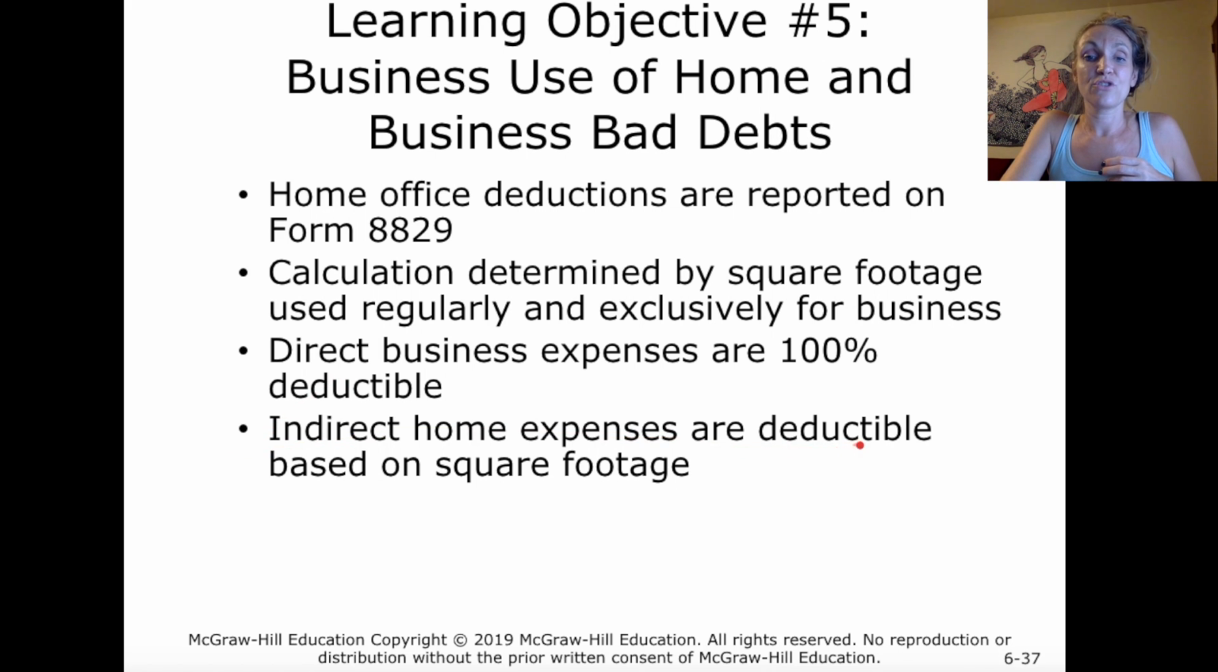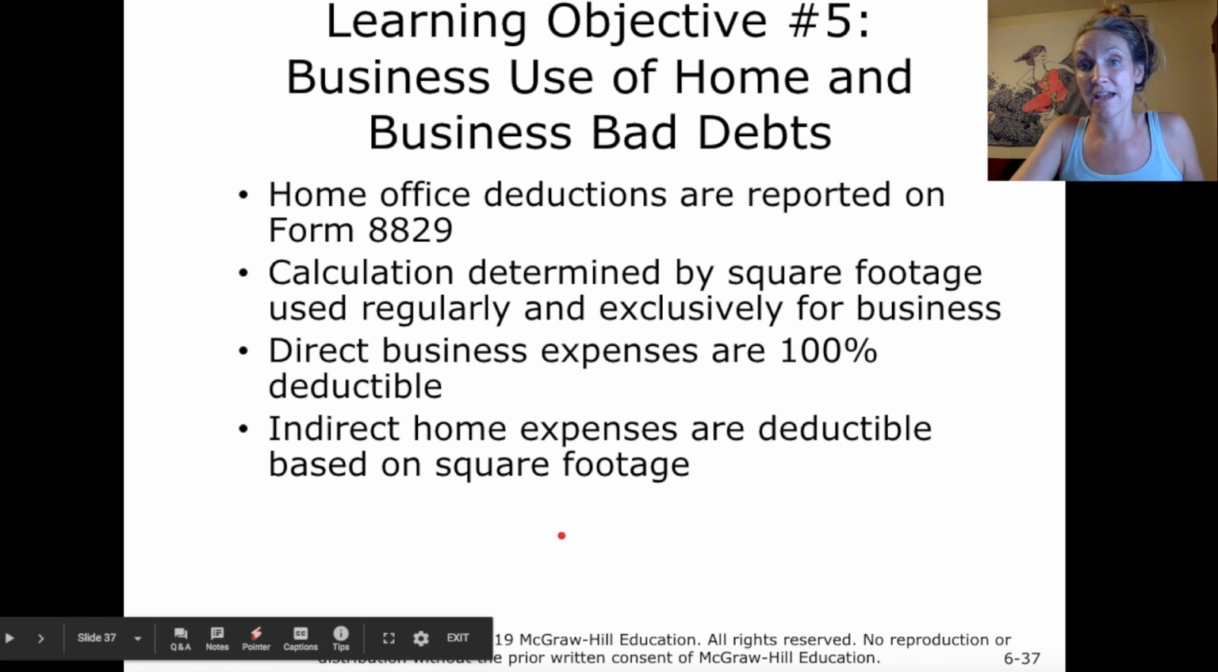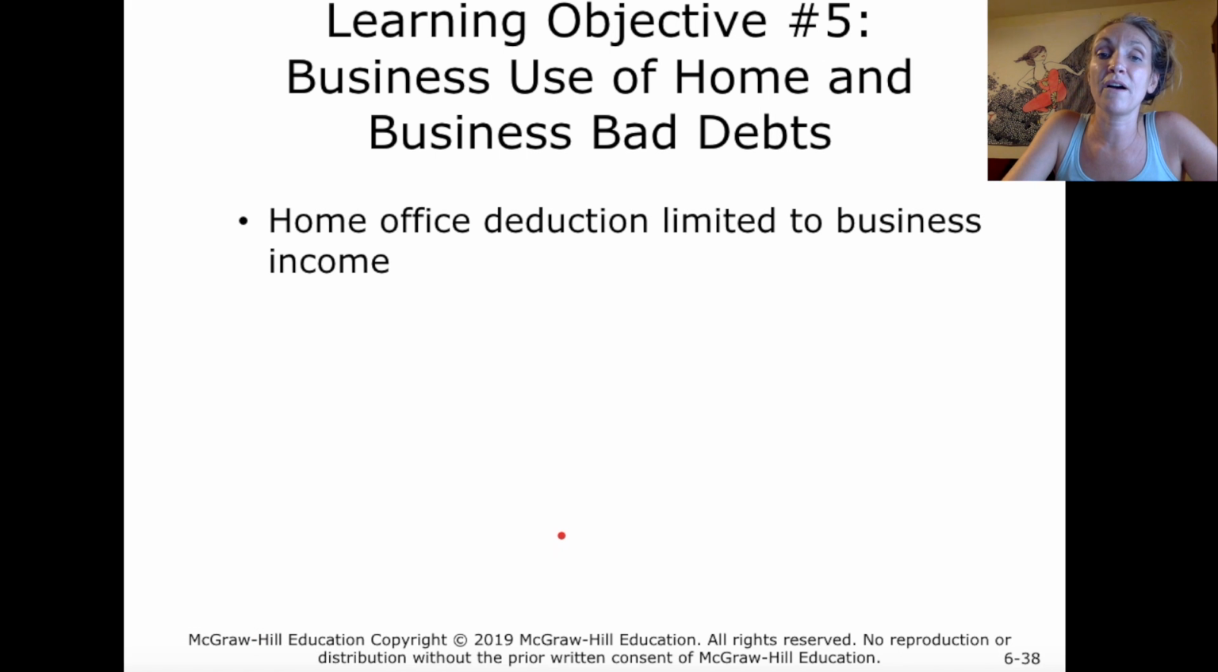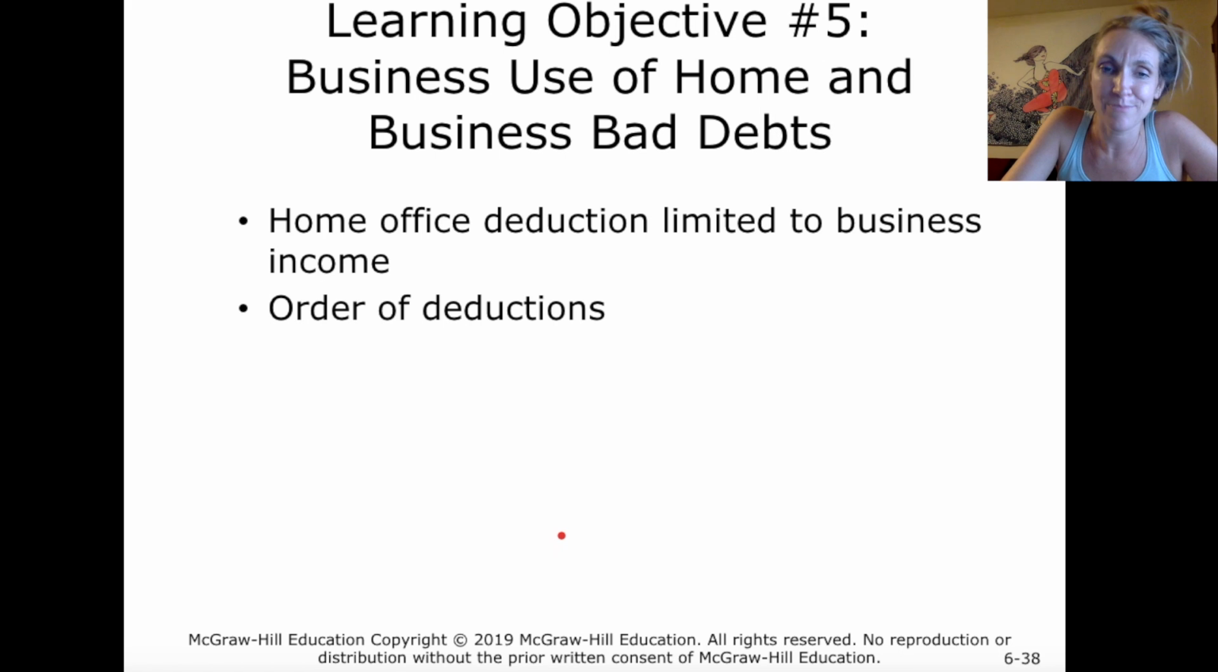Indirect expenses have to do with the whole house, and they're allocated based on the square footage of your home office over the entire square footage of the house, and that would include most of your expenses like a mortgage or rent and utilities. So the home office deduction is limited to business income. So you can't make a loss based on the home office because it's a personal expense.